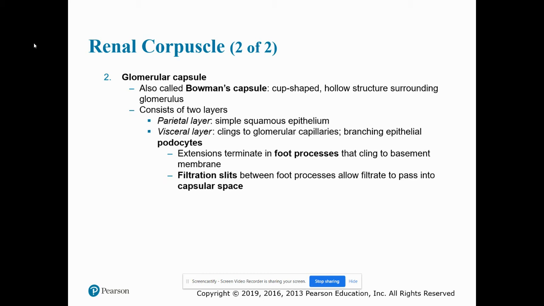The visceral layer actually clings to the glomerular capillaries, and there are these branching epithelial cells called podocytes. They have these extensions that terminate in foot processes that cling to the basement membrane. Between the foot processes are these things called filtration slits that are going to allow filtrate to pass into the capsular space.